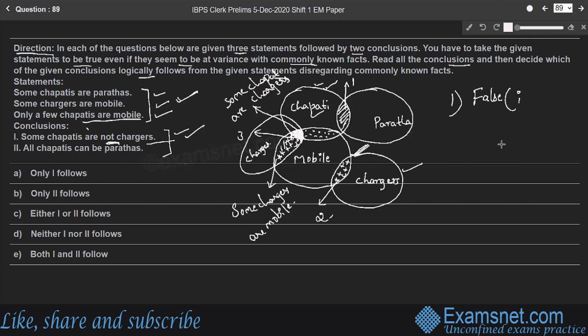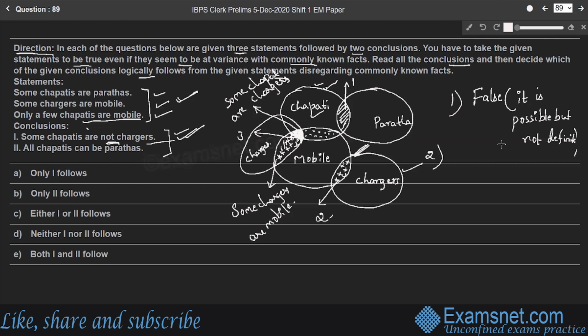But it is possible. It is possible, but not definite. That means we cannot say it is definitely possible or definitely not possible, right? So some chapatis are not chargers is a false conclusion.